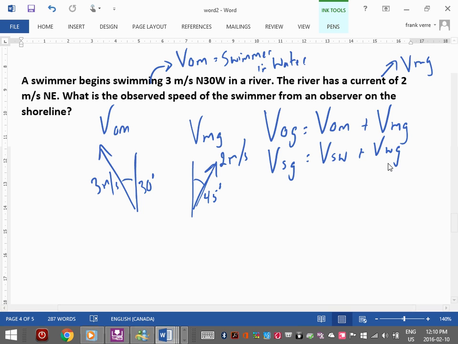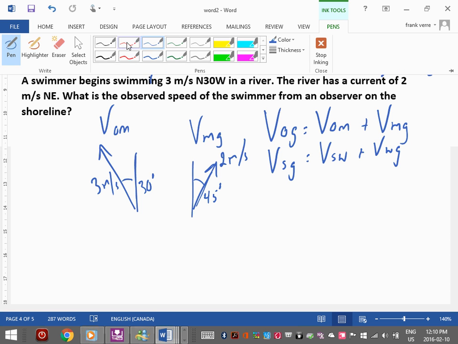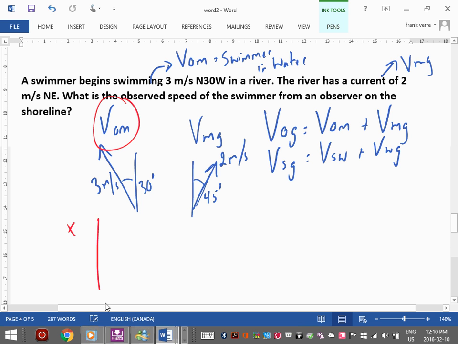Now, when we add vectors, I would recommend you do the vector component method, which means you look at the vectors and you split them into x and y. So we'll take this vector over here, okay, and we look at it and we break it up into x and y. So this is my x component and this is my y component. So this is the opposite side for x, so what do we use? So we use sine. So sine 30 times 3, where the hypotenuse is 3. And the y component is the adjacent side, so we use cosine 30 times 3. Okay, so what are our components for x and y for VOM, which is the swimmer relative to the water? So this is 1.5, and this is what, 2.6?